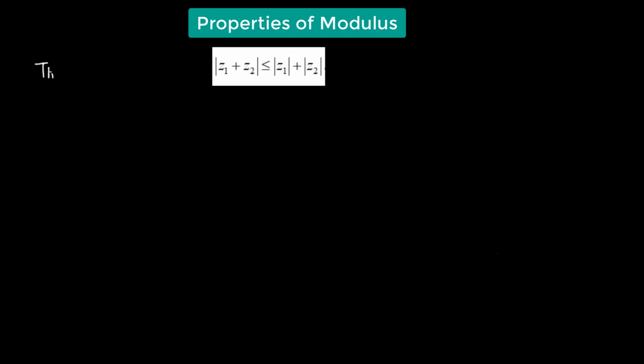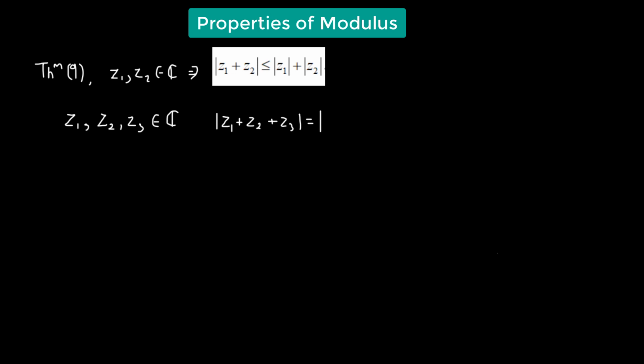Now from theorem number 9, we have for two complex numbers z1 and z2 that the absolute value of the sum of the two complex numbers is always less than or equal to the sum of their absolute values. Now we can extend it to three complex numbers z1, z2 and z3. The absolute value of z1 plus z2 plus z3 can be rewritten by adding z1 and z2 and considering it as the first term, added to the second term, which is simply z3. As per theorem number 9, this value is less than or equal to the absolute value of z1 plus z2 plus the absolute value of z3.